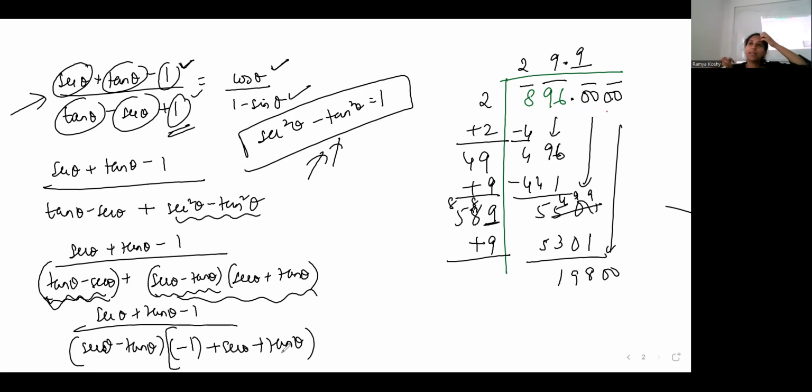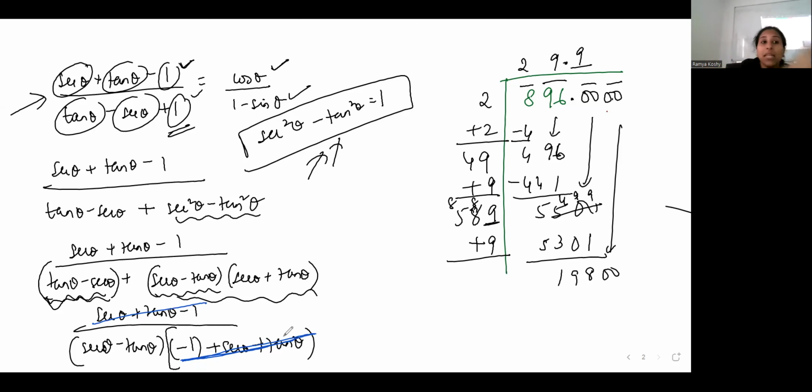Now look at numerator and denominator. What is common for numerator and denominator? Which expression is common? Minus 1 plus sec theta plus tan theta. This full factor is common. It will cancel off. Okay?